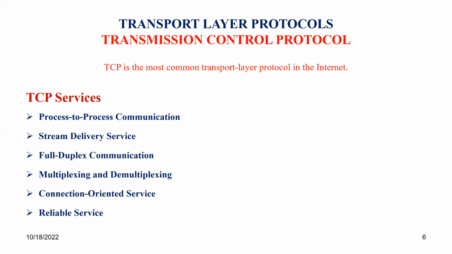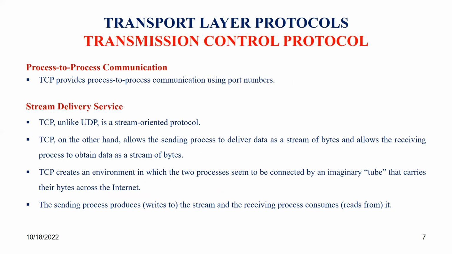TCP provides process to process communication. What is process to process communication? Using port numbers, the client and server communicate. The second is the stream delivery service. UDP is a message oriented protocol, whereas TCP, on the other hand, allows the process to deliver a stream of bytes. What is a stream of bytes? It groups some bytes of data as a stream and transfers them from one side to the other.